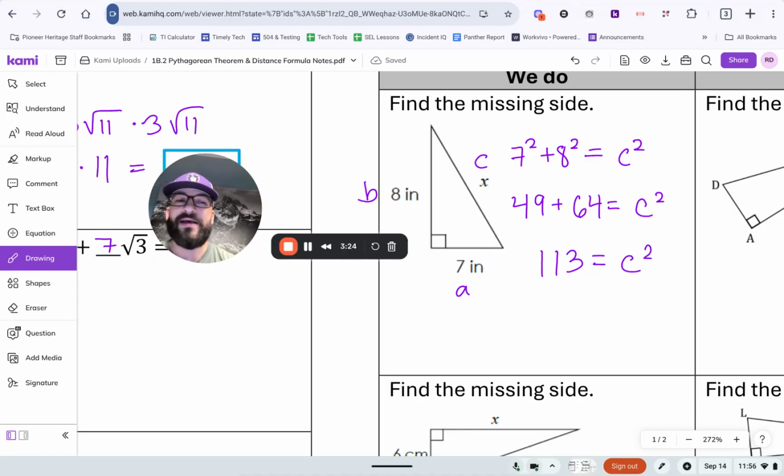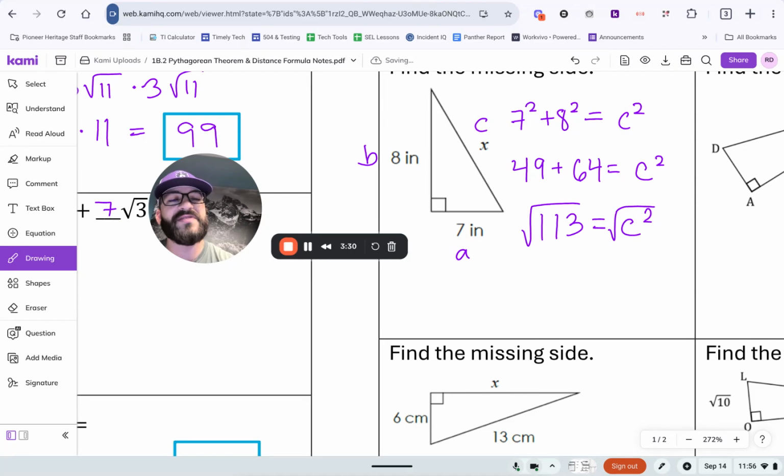All right, and then last but not least, I want to square root both sides to get that c by itself. So square root of 113, square root of c squared. We get c is equal to the square root of 113. Now, I do always want to check to see if I can simplify that radical or that square root in any way, just like we've been doing.